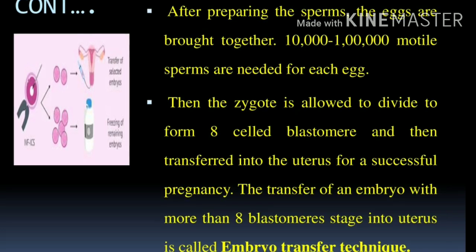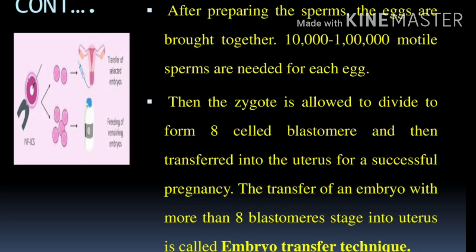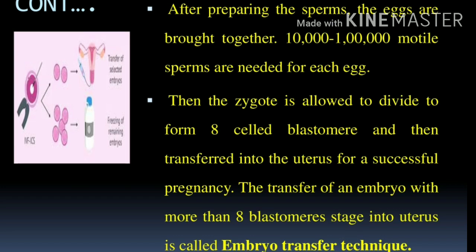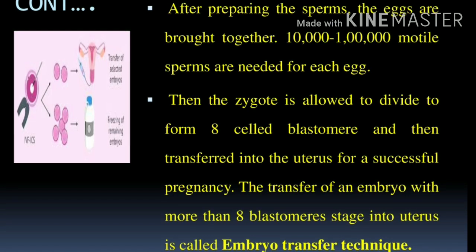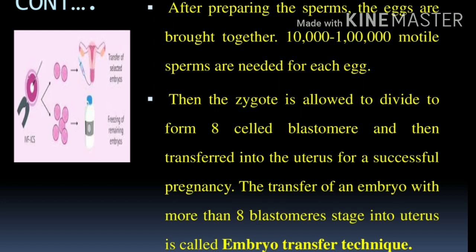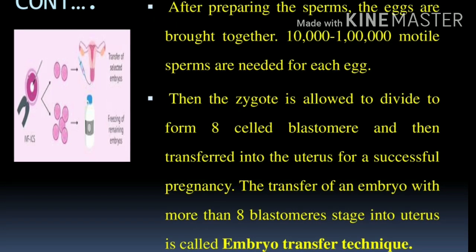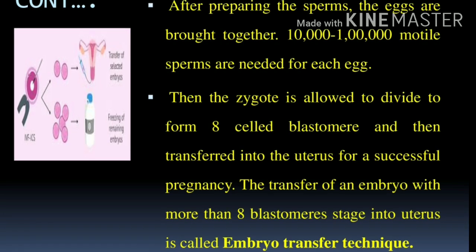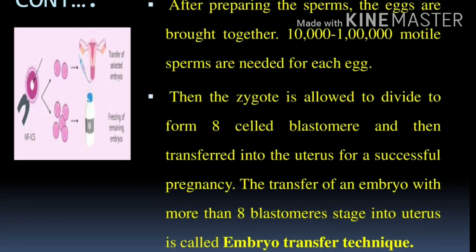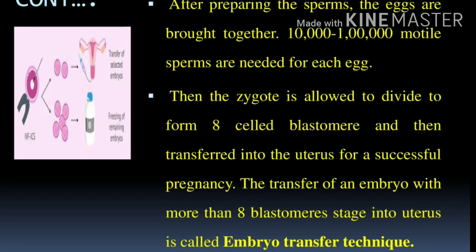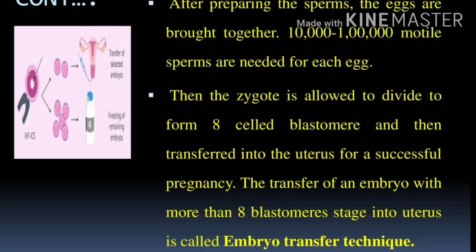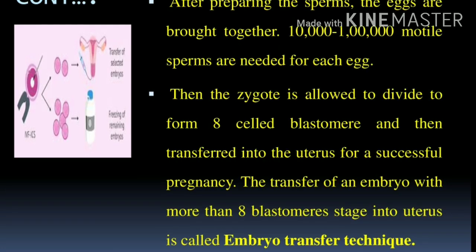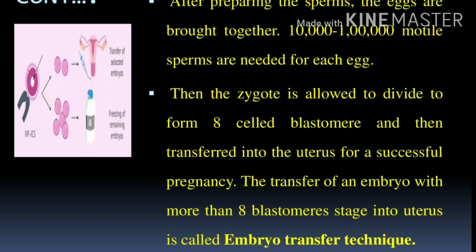In IVF, cleavage is successful up to the 8-celled blastomere. After that we transfer it into the uterus for successful pregnancy. The transfer of an embryo with more than 8 blastomeres into the uterus is called the embryo transfer technique. Can you understand? So the embryo can be transferred with more than 8 blastomeres; that condition is called the embryo transfer technique.